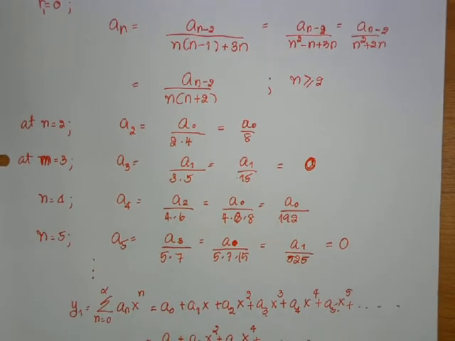Now, our y1 is equal to the sum of an x to the power n, because r1 is equal to 0, right? So we put n equal to 0, 1, 2, 3, 4, 5. We would get a0 plus a2 x to the power 2 plus a4 x to the power 4, because a1, a3, a5, a7, a9, a11, any odd index would go to 0. But any even index is always a function of a0. So we just put it right there.